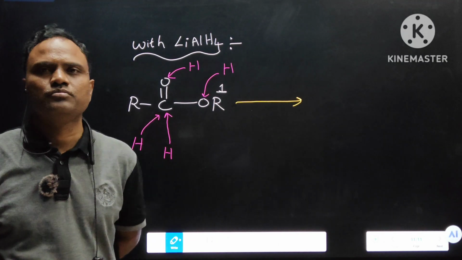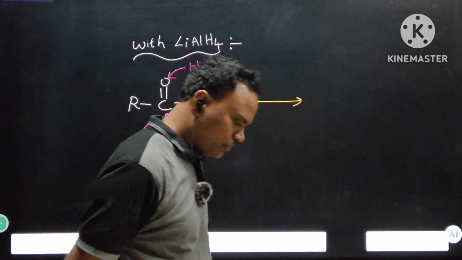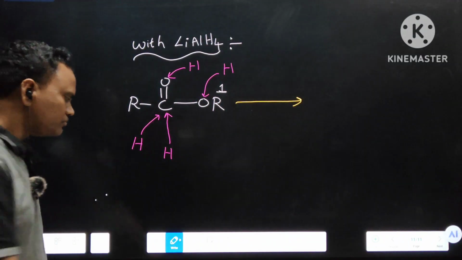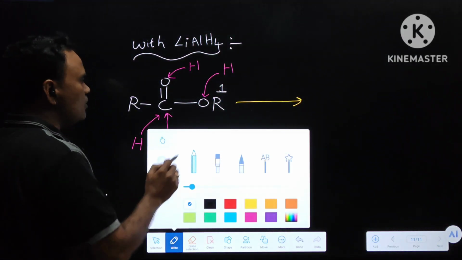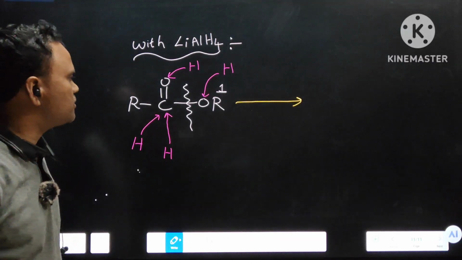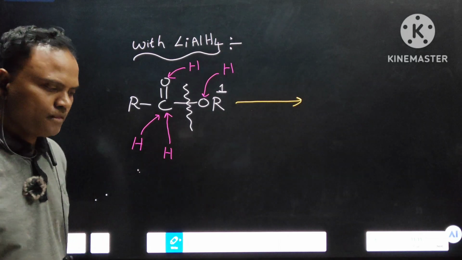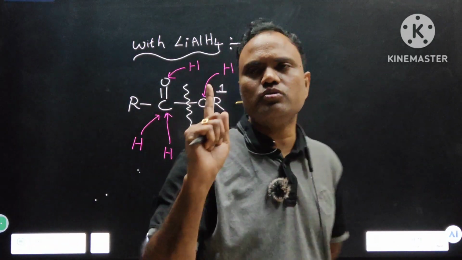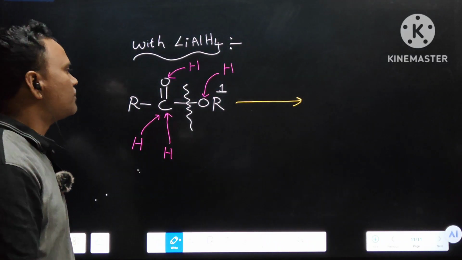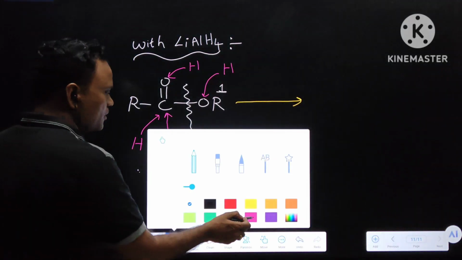Again, hydrogen to oxygen. For oxygen, 1 hydrogen only. But for carbon, 2 hydrogens. Okay. And simultaneously, you have to break the bond. Very, very important. Once again, add 1 hydrogen to oxygen, 2 hydrogens to carbon, break a carbon-oxygen single bond. Let us write the product.